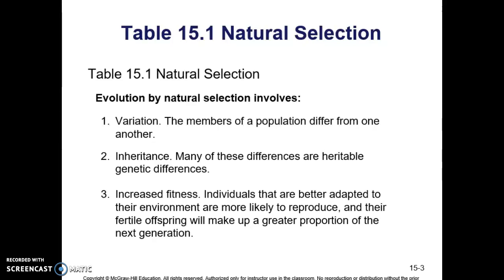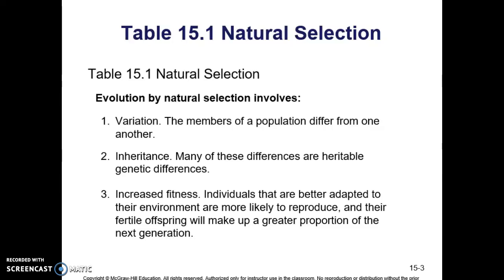The second part is we have this process of inheritance, that genetic differences in the parent have to be able to be passed down. It's not something that the parent learned or acquired or changed on its own body through its lifetime of experience, but it has to go deep into the DNA. Because if it's something that can't be passed down, well, it's not going to change the population, right?